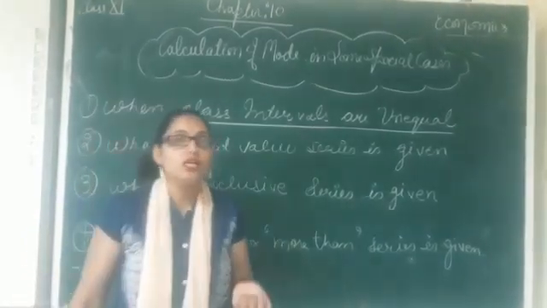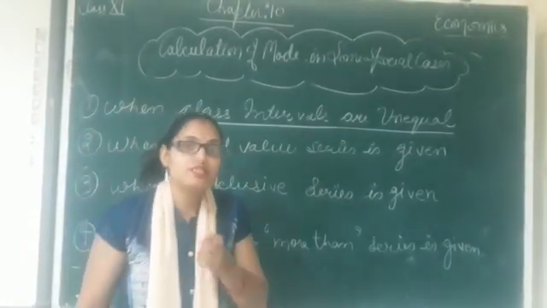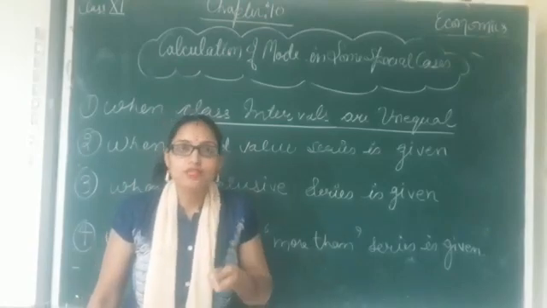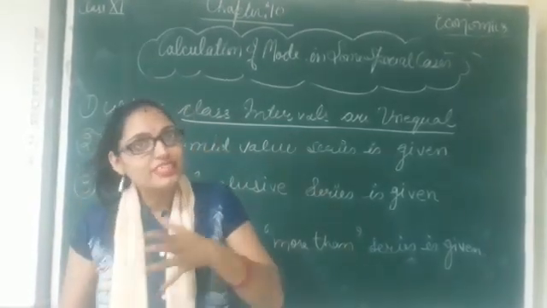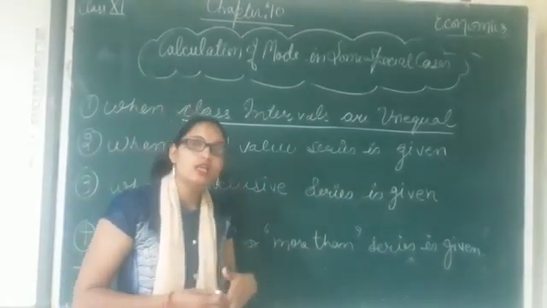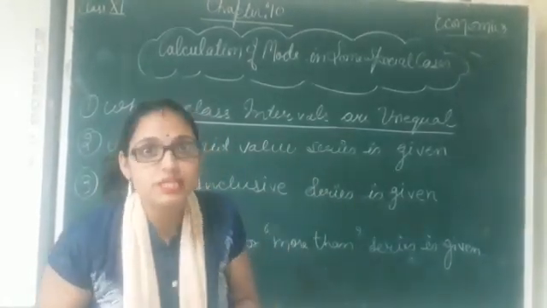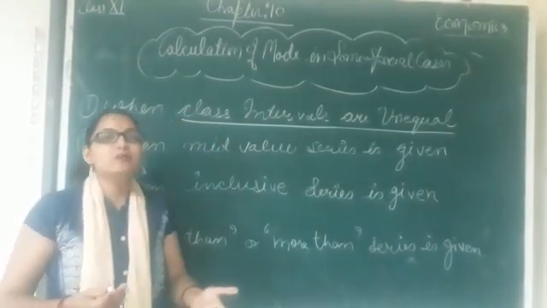For example, one class interval is given as 0 to 5, another as 5 to 15, then 15 to 35. So all these intervals have different gaps. Clear? So when the class intervals are of unequal types, then firstly we will make them equal. How to make them equal?